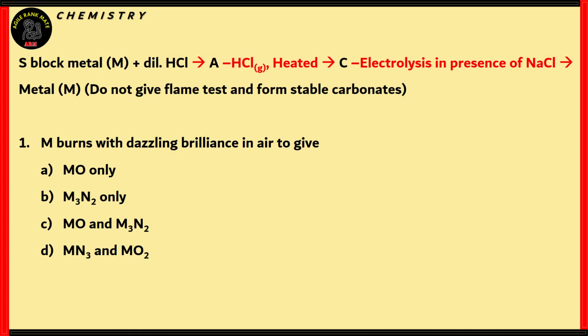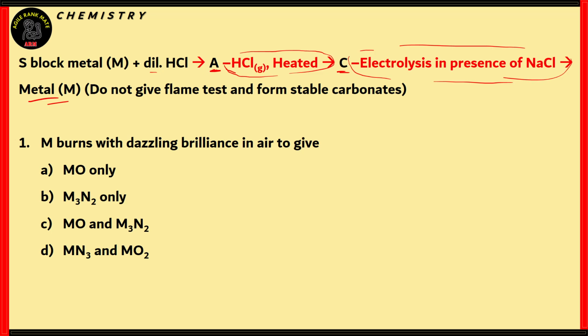Now last question. So we have an s-block metal M reacting with dilute HCl to give A, which on reacting with heated HCl gas gives C, which on electrolysis in the presence of NaCl gives back the metal M.